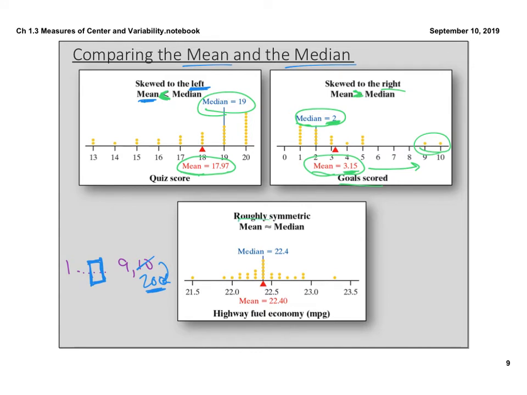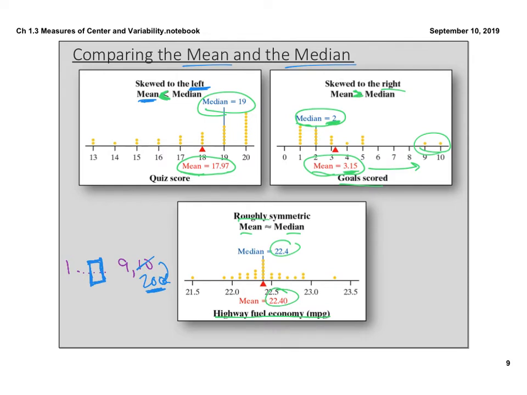When they're roughly symmetric, then the mean and the median should be very close to each other. So this one had a mean of 22.4 and a median of 22.4. That was the highway fuel economy that we looked at. So when they're roughly symmetric, your mean and your median should be about the same.